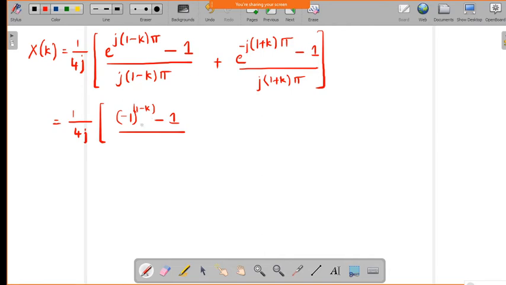okay, so j into 1 minus k into pi plus minus 1 power 1 plus k minus 1. So this divided by j into 1 plus k into pi.